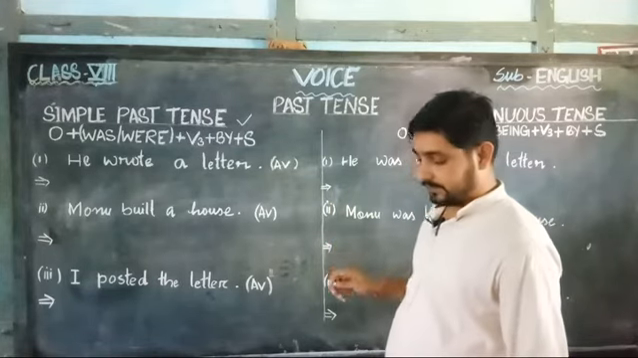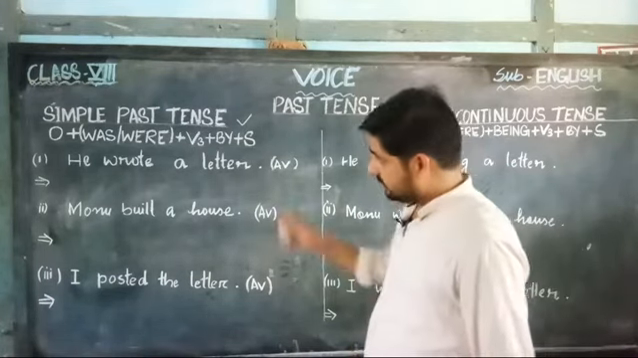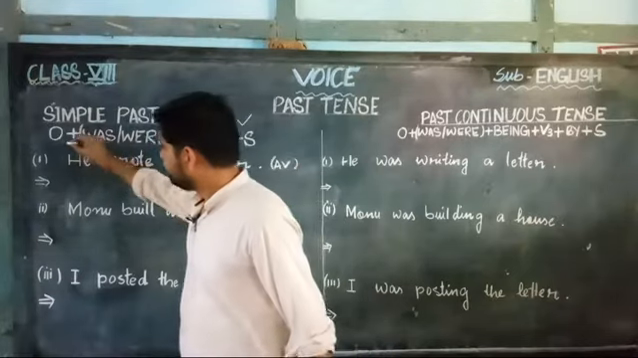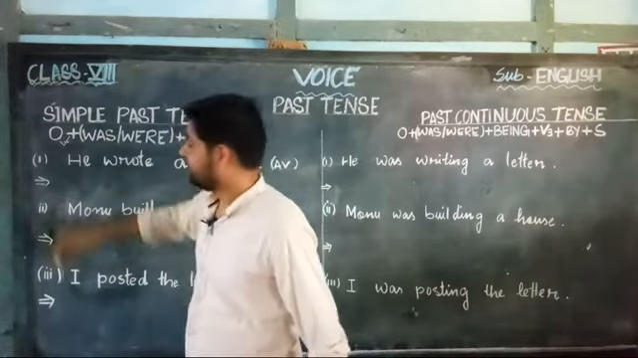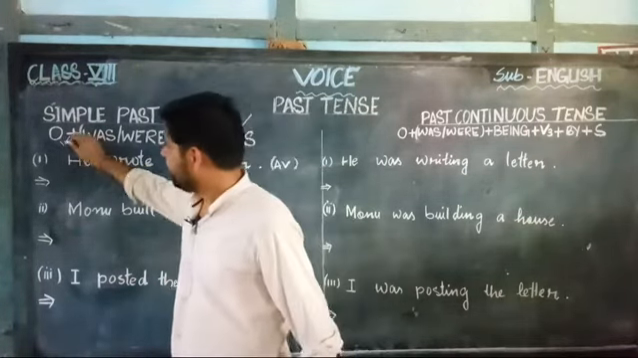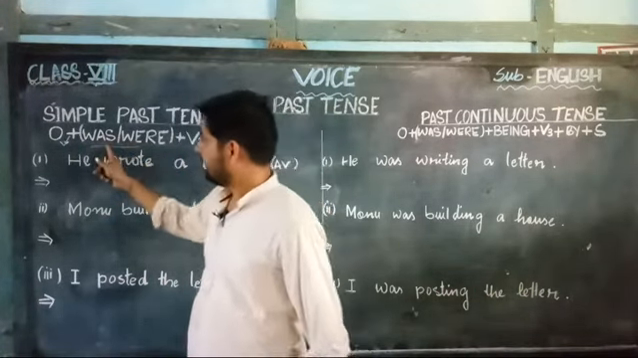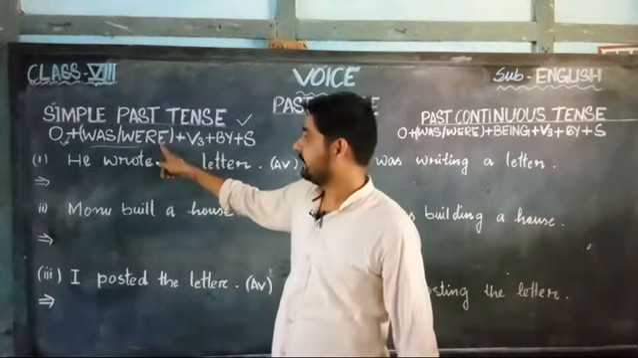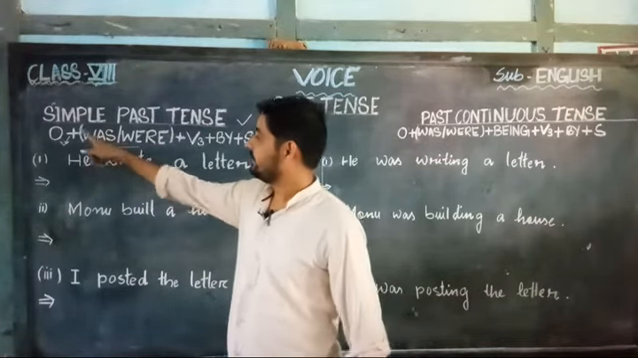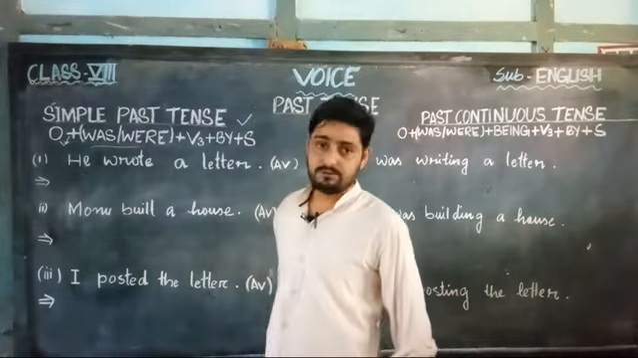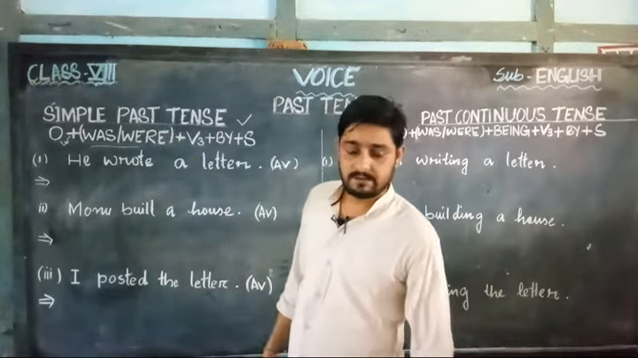So we all know that in passive voice, first we write the object of the active. Then we use a helping verb, either was or were. It depends upon the subject. We use was if the subject is singular, and were if the subject is plural. Clear?